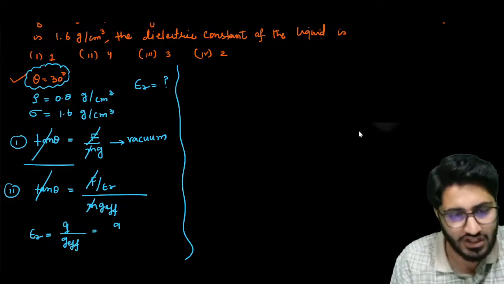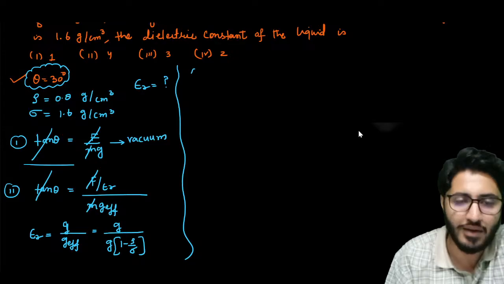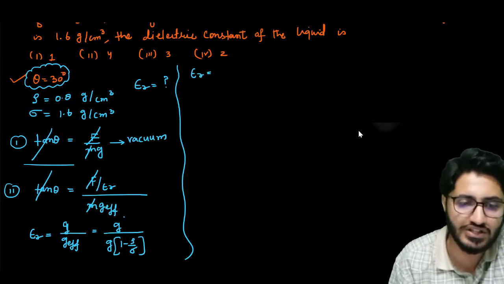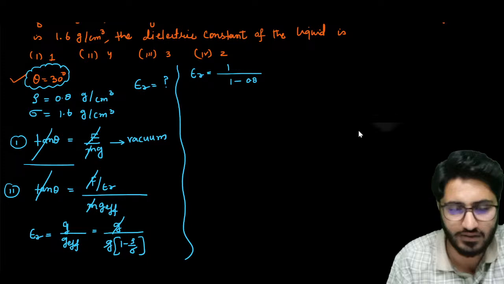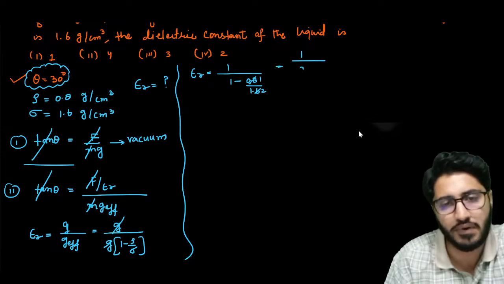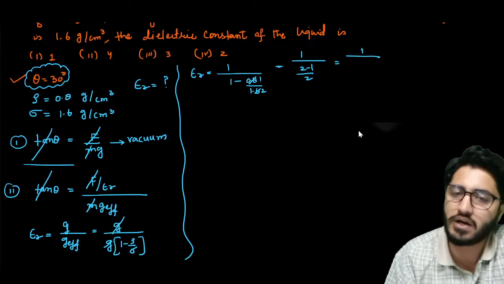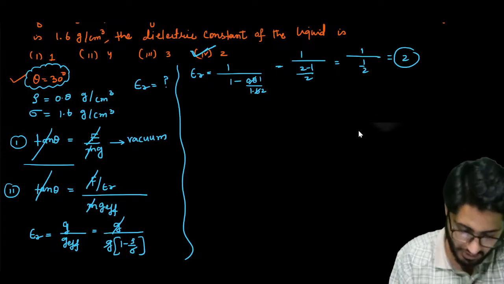Okay. G by G effective is how much? G times 1 minus rho by sigma. So epsilon r is equal to, G cancels out, 1 divided by 1 minus rho by sigma. That is 1 minus 0.8 divided by 1.6, which is 1 minus 1 by 2, which is 1 divided by 1 by 2, which equals 2. So my answer is 2.